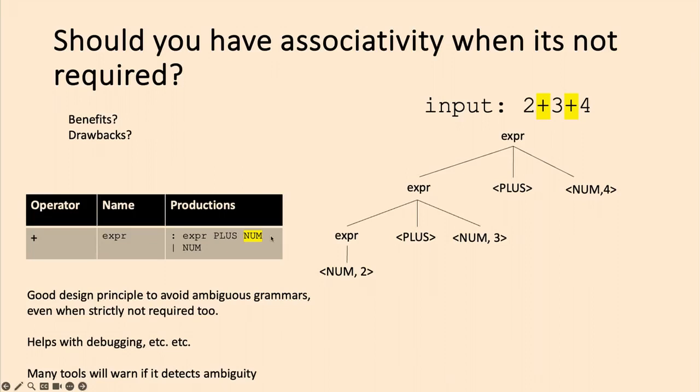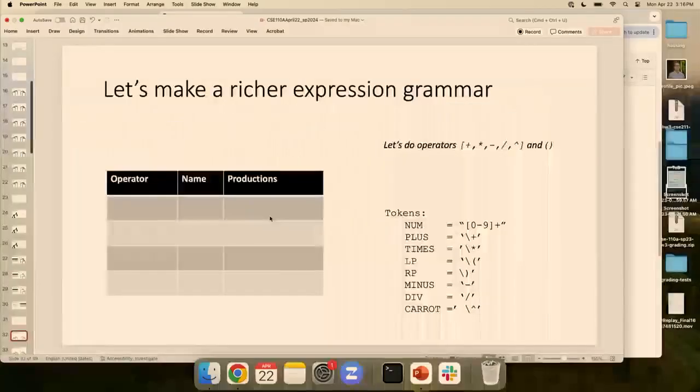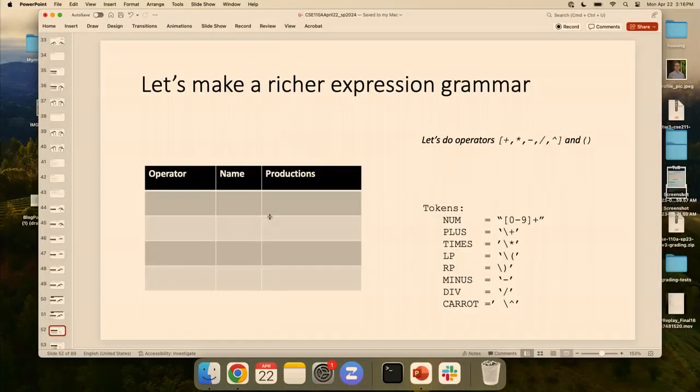So given all of that, I think we can write a pretty expressive grammar at this point. So if we wanted to write an arithmetic grammar that had plus, multiplication, minus, division, power, and parentheses, we have our tokens here. Let's try to do it, and let's try to make it unambiguous. So in our table, what we do first is we talk about operator precedence. So what has the highest precedence out of all of these?